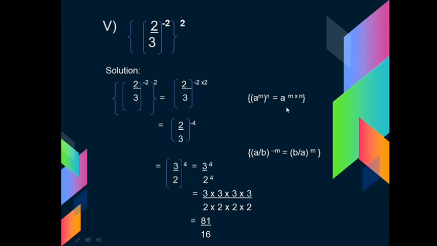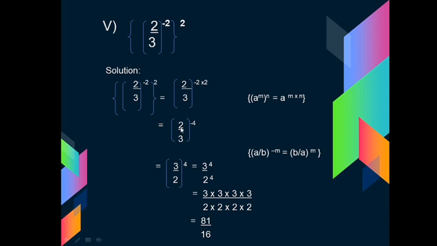By using that law, we take the result as a raised to the power m into n. So 2 divided by 3 whole raised to the power minus 2 into 2. Minus 2 into 2 becomes minus 4, so we have written 2 divided by 3 whole raised to the power minus 4. Now this is a negative exponent expression. To make it positive, we have a law: a divided by b whole raised to the power minus m equals b divided by a whole raised to the power m.